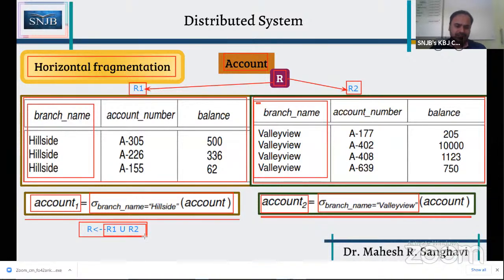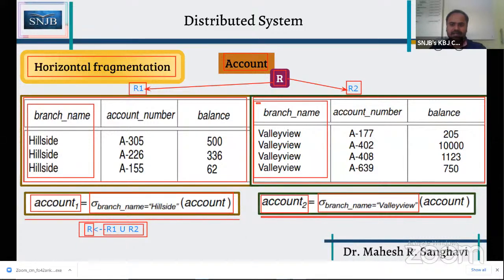Once you take this union, you will get the original R. That's the way horizontal fragmentation works. We are dividing R into R1 and R2, and we can take the union to get that particular R back. So you will get your R originally. That's the concept of fragmentation. Why we do fragmentation, I will tell you after the concept of vertical fragmentation.